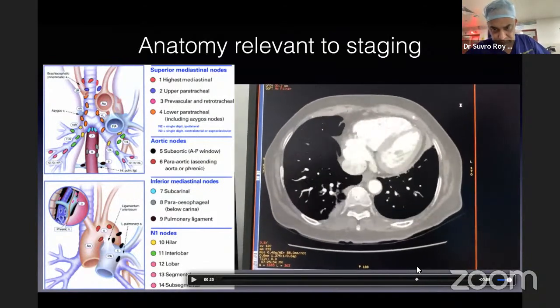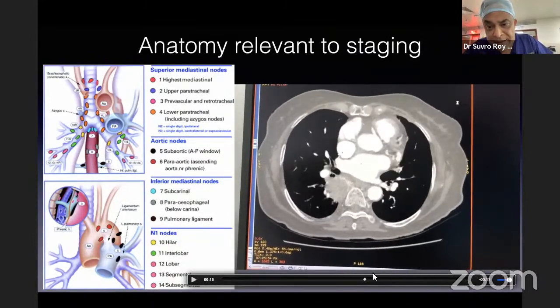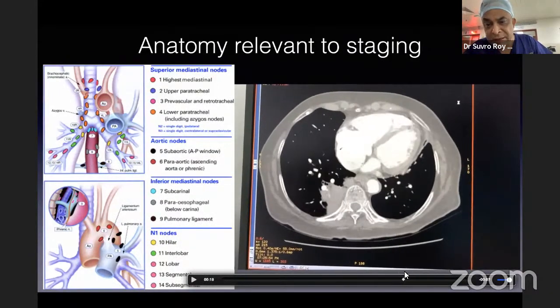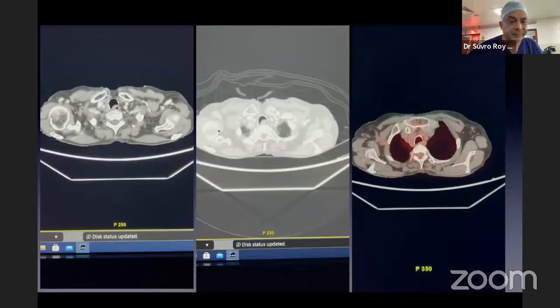So we need to talk about abutment of the left atrium, about involvement of the pericardium. Left atrium is very seldom involved by lung tumor. So oftentimes it is abutted rather than involved. But in this case, we do need to look at seriously whether there is a possibility of pericardial involvement or not. So, just coming to another case here.